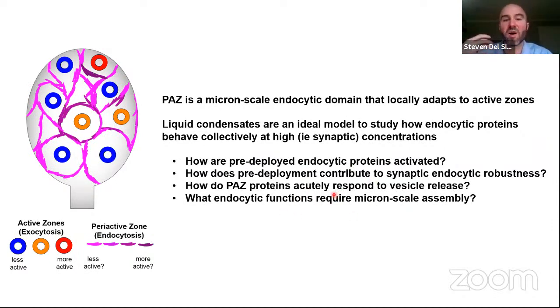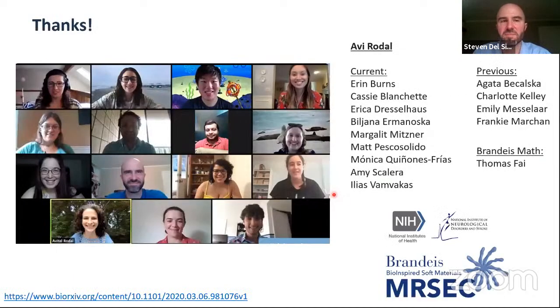How are endocytic proteins responding acutely to vesicle release? And then, whether there are any specific synaptic functions that uniquely require this large micron scale assembly. So I think these are all different questions that we can get at with this system.